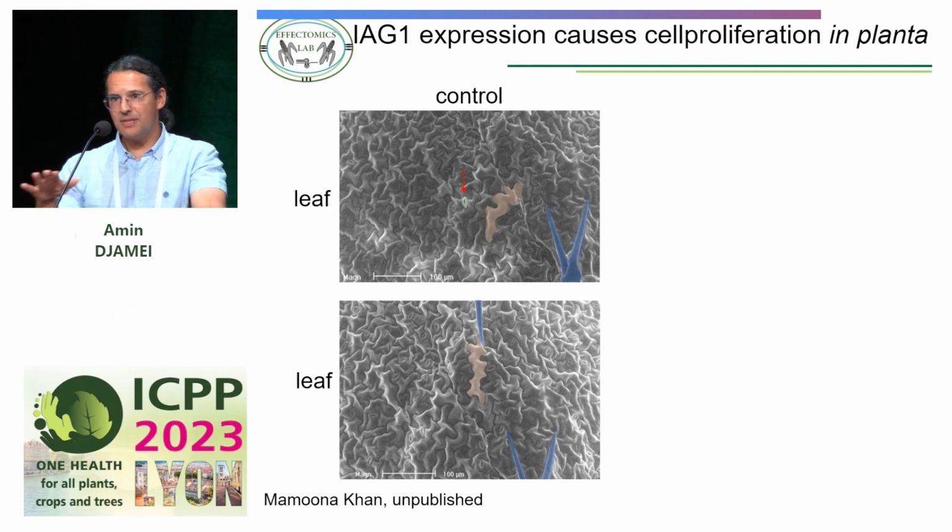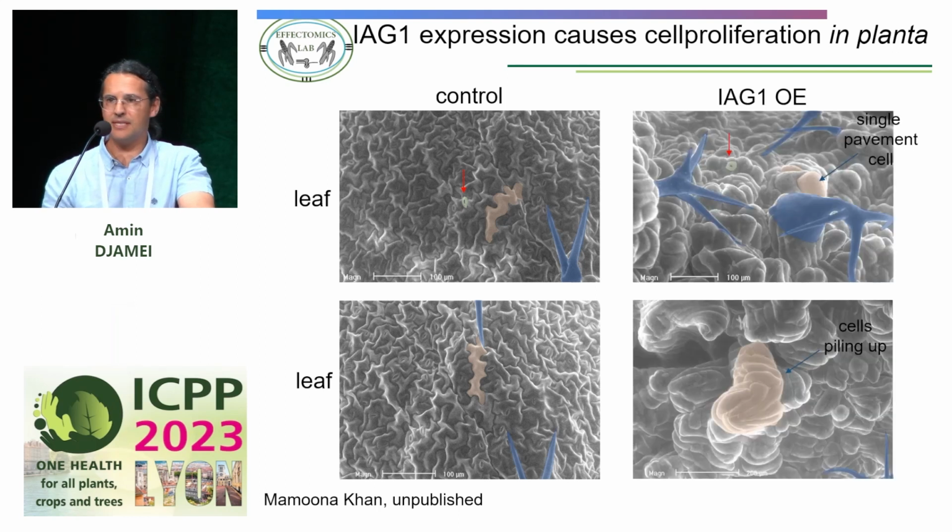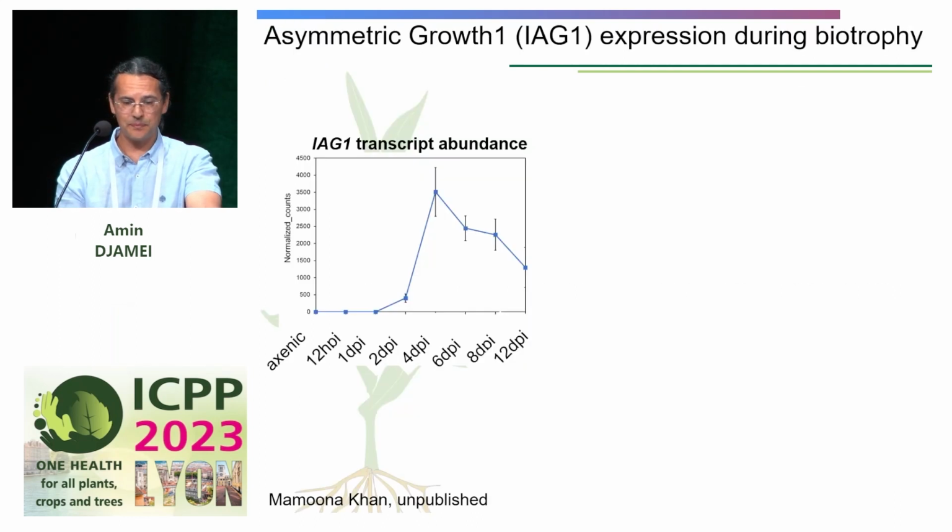If you look at the leaf epidermis, you see again a nice mosaic of pavement cells. And this would be the IAG1 overexpressor showing piles of cells coming out, getting different forms. Basically, it's obviously a very strong growth phenotype.